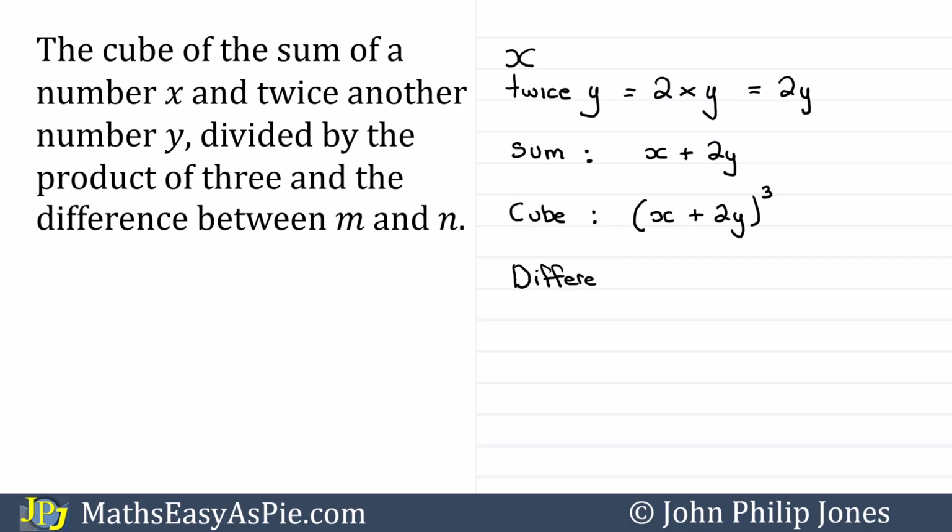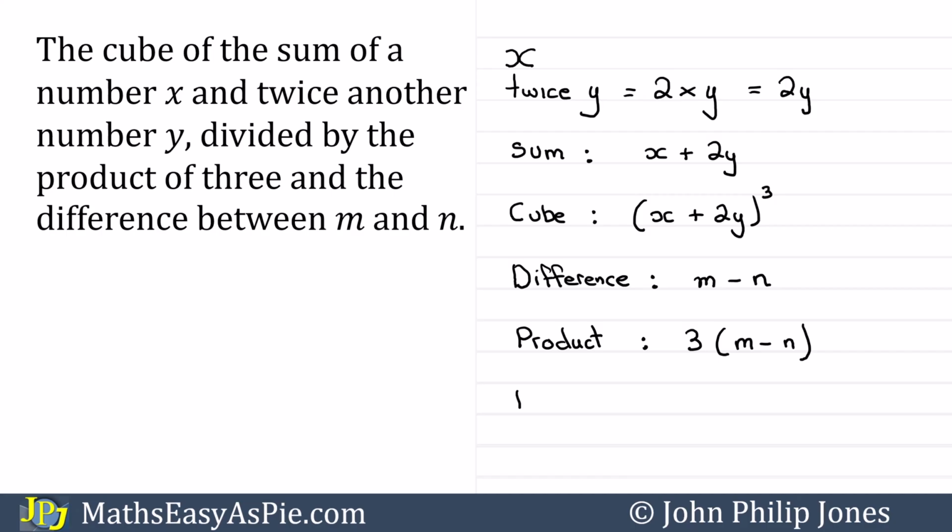Within the text, it talks about the difference between the m and the n, which we can write as m minus n. It also indicates we have the product of 3 and this difference, which we can write as 3 brackets m minus n. So the 3 is multiplying the entire content of the brackets, which is m minus n.